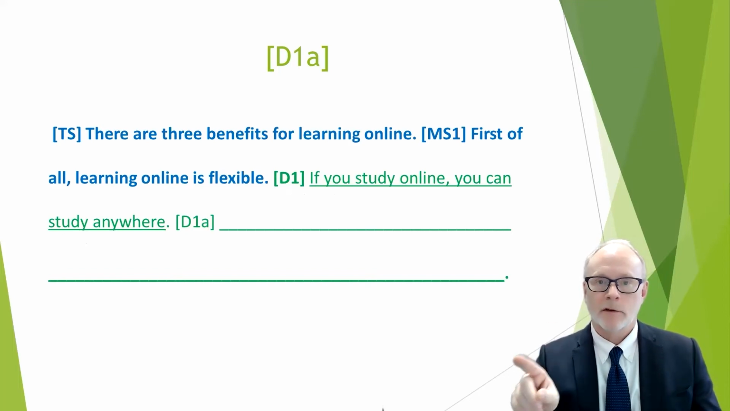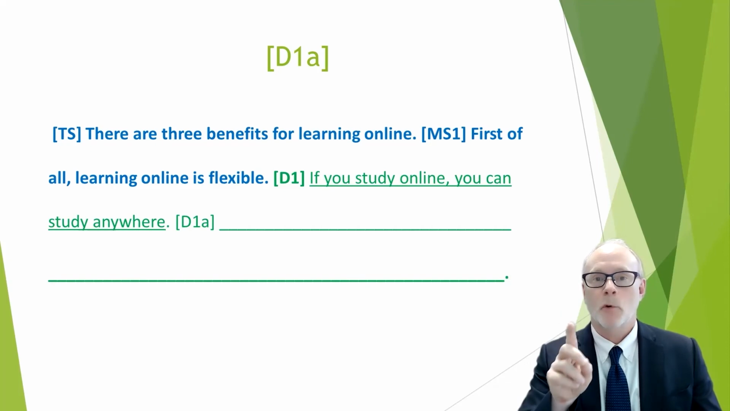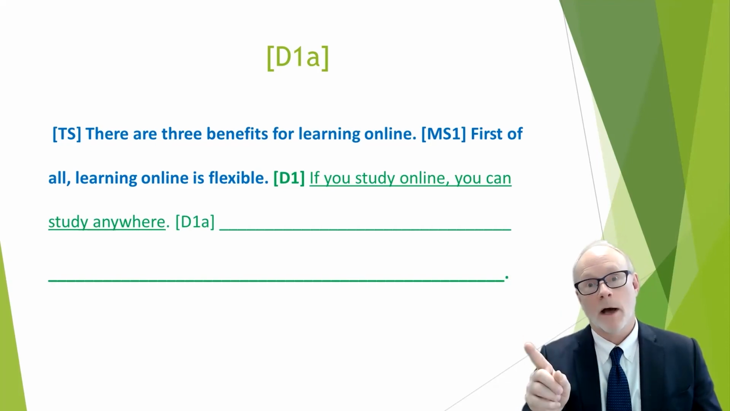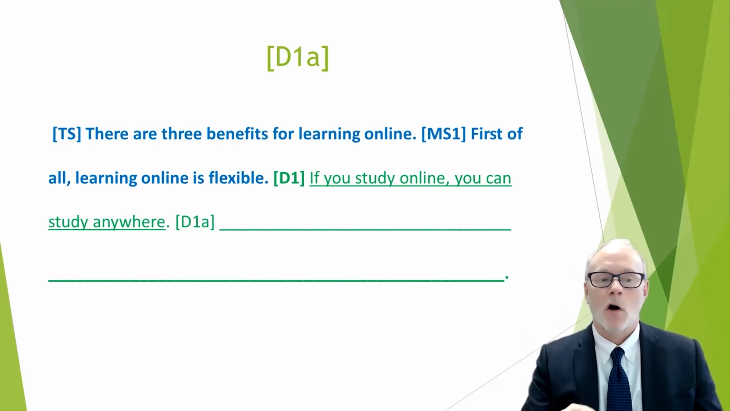MS1, our first main support, okay? Our first main supporting point, so main support 1. First of all, learning online is flexible. And then we had our first detail, which is connected directly to flexible. So D1: if you study online, you can study anywhere.